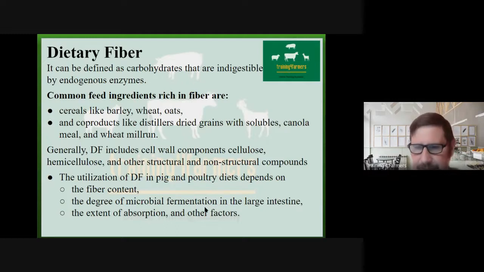Of course, thinking of horses, there will be a large degree of fermentation in the large intestine, less so in pigs. Very little in humans, because our cecum is our appendix. It's not used. It's a little thing that size. And also, of course, the extent of absorption and other factors.